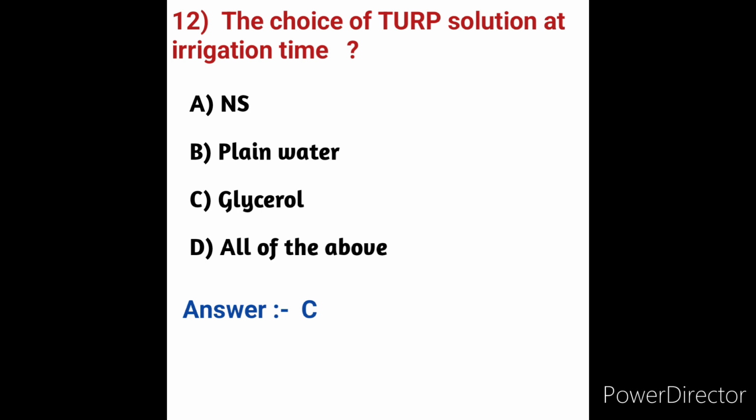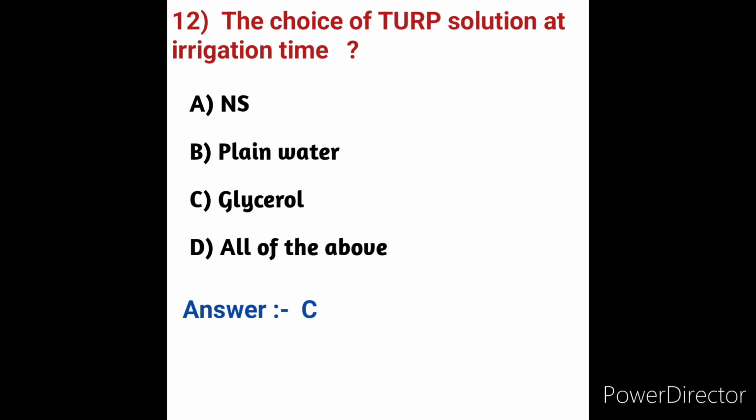During the irrigation procedure, fluids were slightly hypoosmolar solutions of glycine and sorbitol or glucose. Option C is the correct answer, glycerol. The choice of TURP solution for the irrigation time. During the procedure of TURP, the choice of solution at irrigation time is glycerol. Option C is the correct answer here.